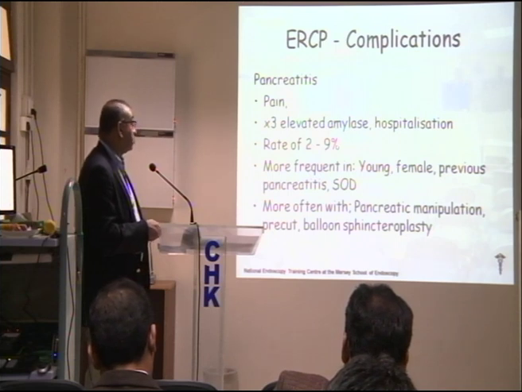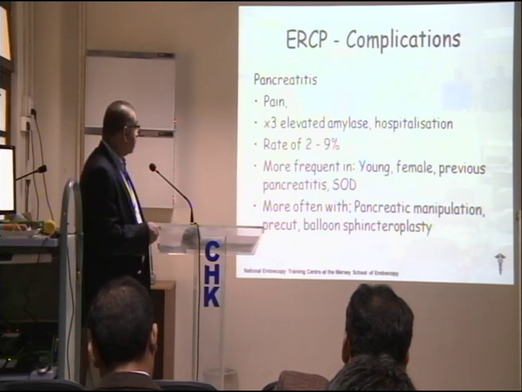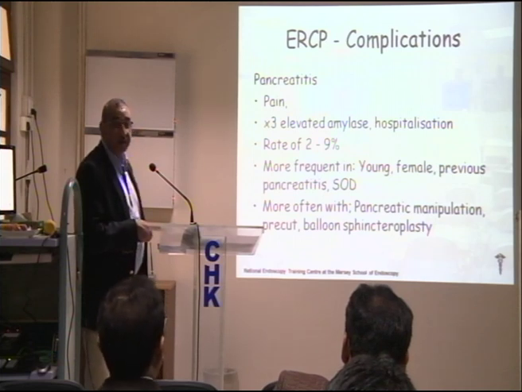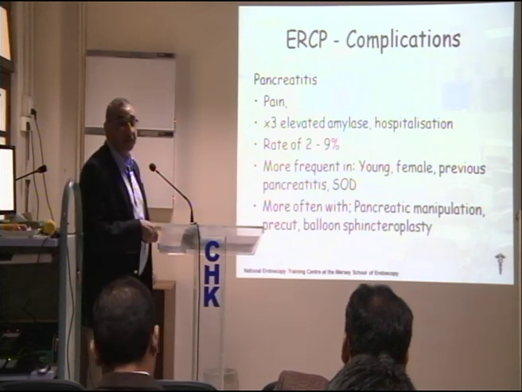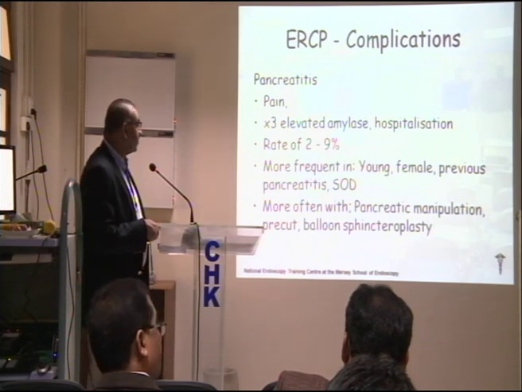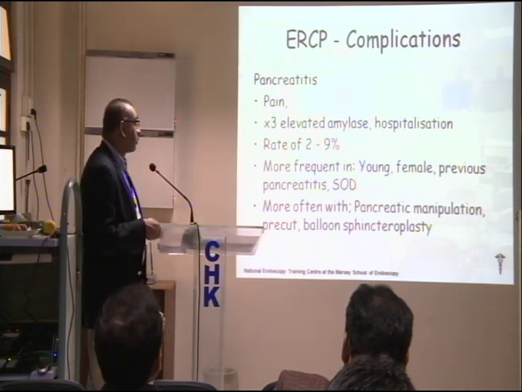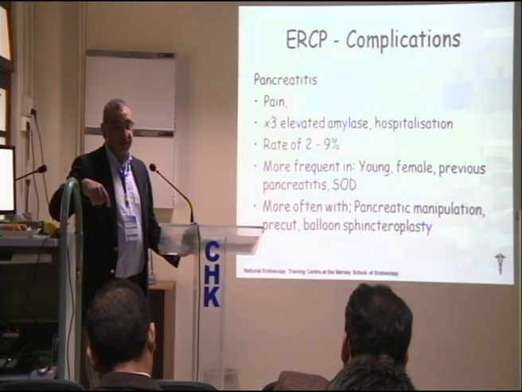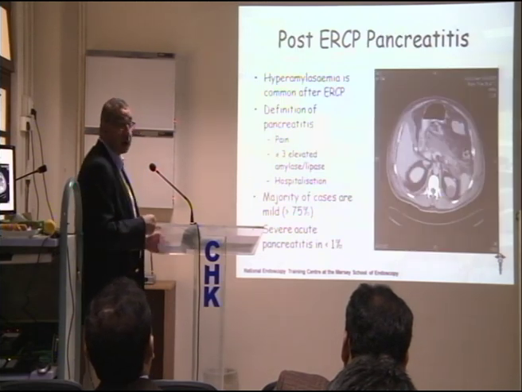It can occur in 2 to 9% of cases. Obviously, the average is about 2%. At 9%, you are doing something wrong. The typical profile of a patient who is going to get pancreatitis is a young female, previous pancreatitis, or sphincter of Oddi dysfunction, sometimes one who rarely needs the procedure. So always be careful with this type of patient. It is also more common if you keep getting repeated cannulation into your pancreatic duct and keep injecting contrast into it, or after balloon sphincteroplasty.